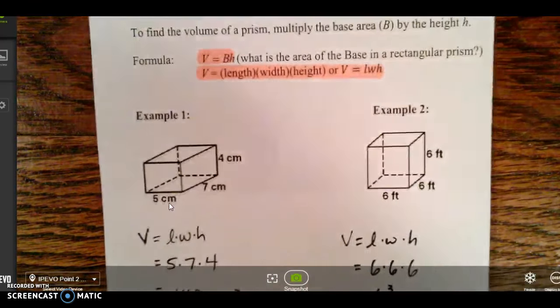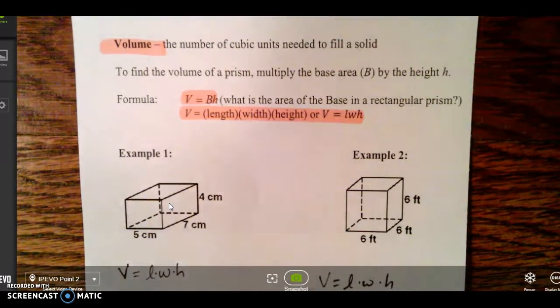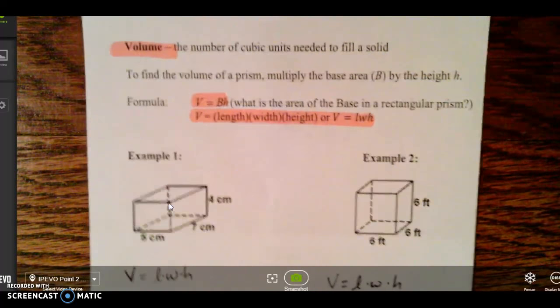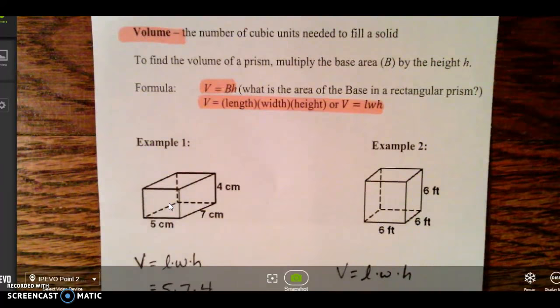Now what we're going to do is we're going to look at volume. In the past, you worked with volume of just rectangular prisms. This year, we're going to learn a little bit more about volume, and we're going to look at shapes called cylinders and cones and spheres. We're also going to calculate the volume of compound figures, which are made up of more than one 3D figures. So to review, volume is the number of cubic units needed to fill a solid. They're three-dimensional. We're talking about volume, how much space is inside.